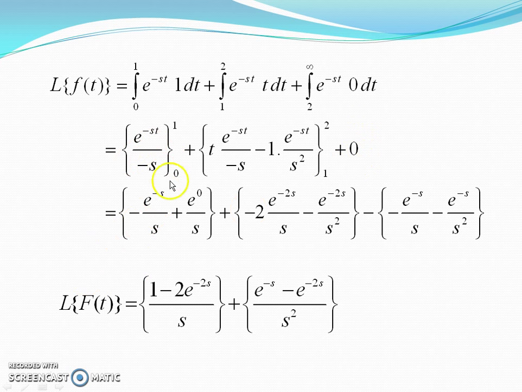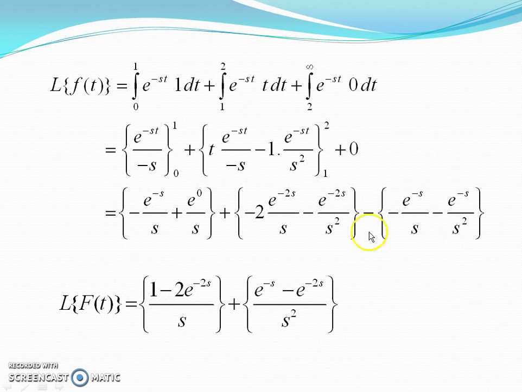So after putting the limits in the first bracket 0 to 1, first t equal to 1 upper limit, we get minus e raised to minus s upon s, then minus, when t equal to 0 lower limit, we get minus 1 upon s, minus minus becomes plus e raised to 0 upon s, then plus. Similarly in the second bracket, when we put the limits of t from 1 to 2, we get minus 2 e raised to minus 2s upon s minus e raised to minus 2s upon s square, then minus, in bracket, when we put t equal to 1 lower limit, we get minus e raised to minus s upon s minus e raised to minus s upon s square.